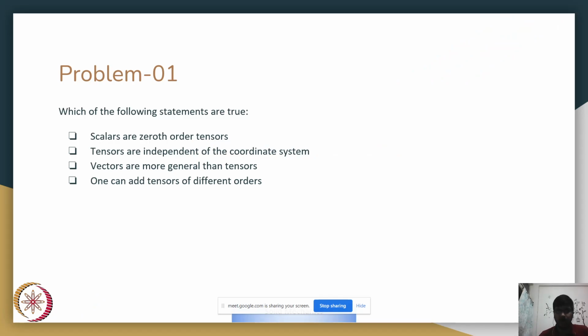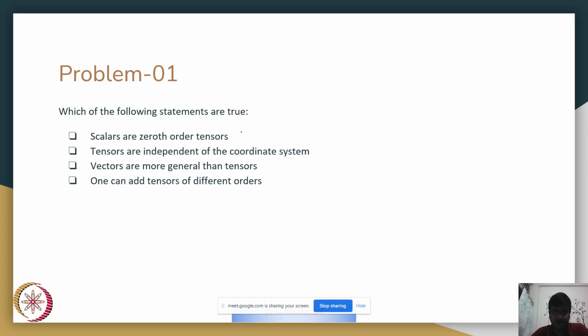So, let's start with a simple problem. The first problem asks which of the following statements are true. More than one of these can be true. So let's go through them together. The first statement is scalars are zeroth order tensors. Can anyone tell if this is true or false? True. Correct. Do you have any particular reason?